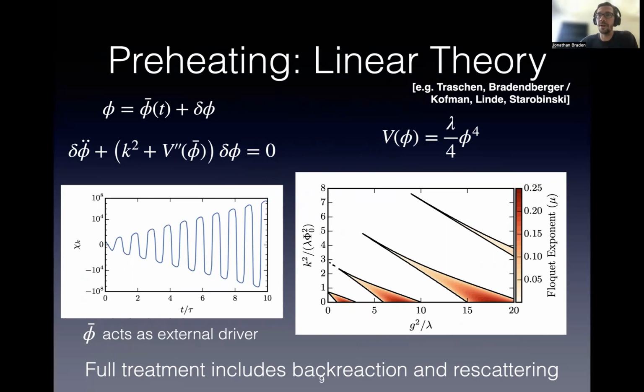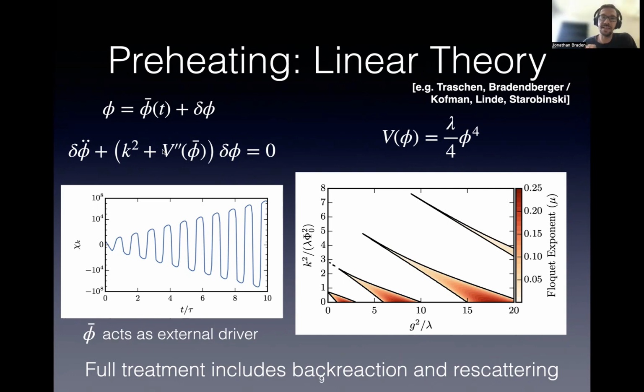The theory of this was worked out in the early to mid 90s originally, and this is where the term preheating came from. So the idea is we're going to treat those quantum fluctuations as being very small, so we can expand the field like this and treat delta phi as some linear perturbation. If you do that, then what you will typically have is an equation of motion for these fluctuations that looks something like this, which, if you look at it, is basically a harmonic oscillator.